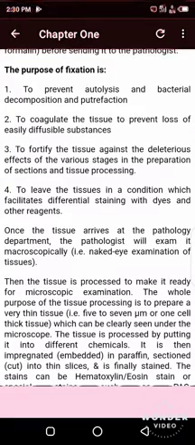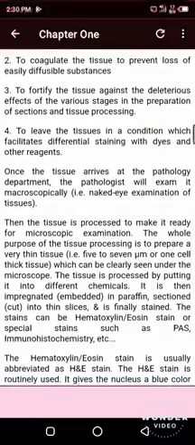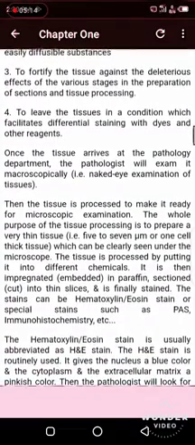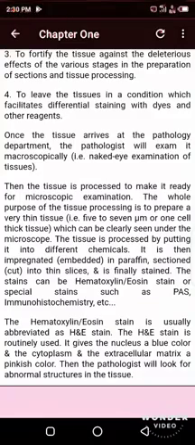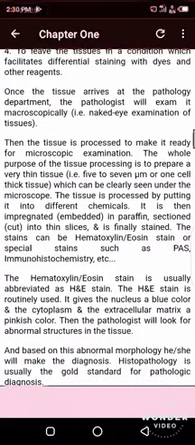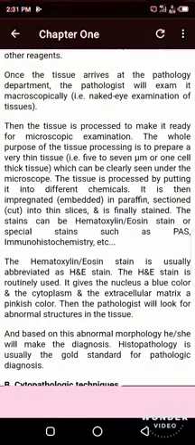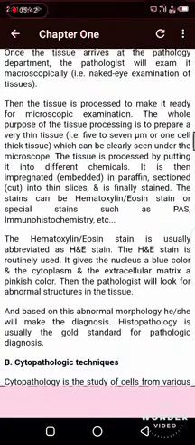Once the tissue arrives in the pathology department, the pathologist will examine it macroscopically, by eye examination of the tissue. Then the tissue is processed to make it ready for microscopic examination. The whole purpose of tissue processing is to prepare a very thin tissue section, for example 5 to 7 micrometers or 1 cell thick, which can be clearly seen under the microscope. The tissue is processed by putting it into different chemicals. It is then impregnated and embedded in paraffin, and cut into thin slices.